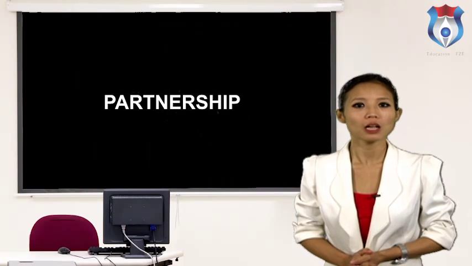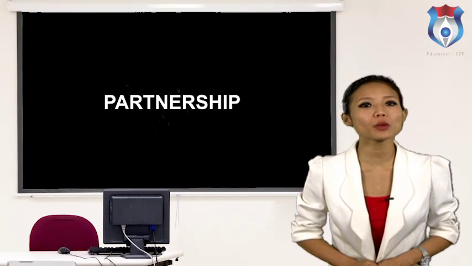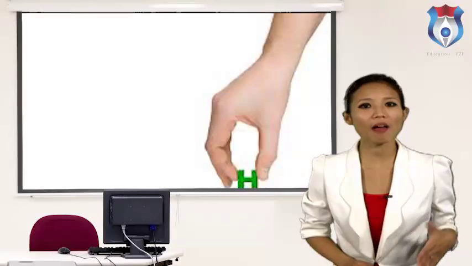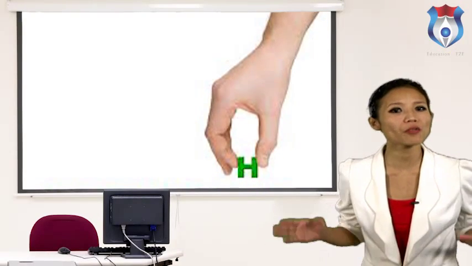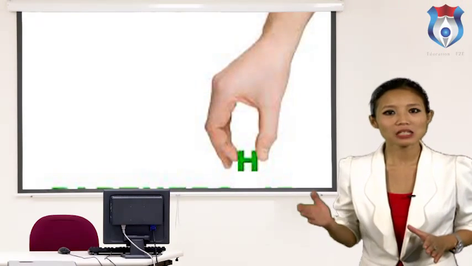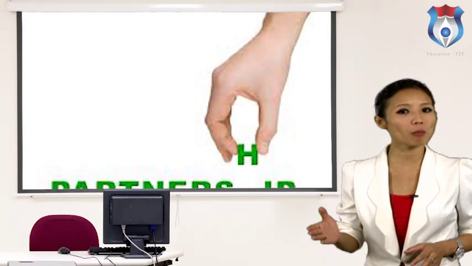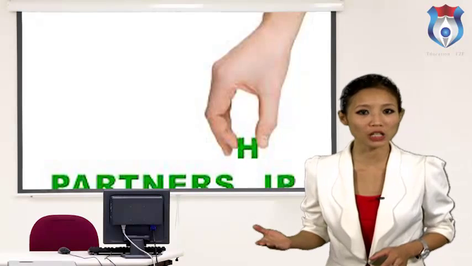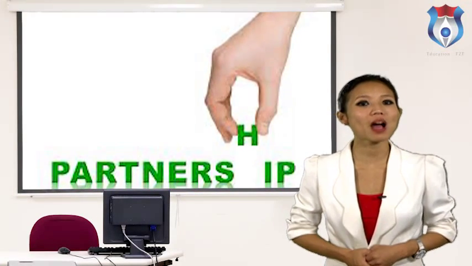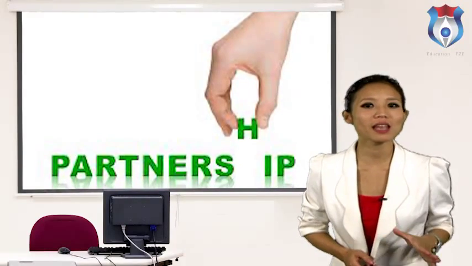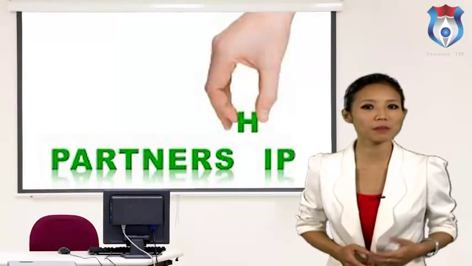Partnership. A partnership is a relation between two or more persons who have agreed to share the profits of a business carried on by all or any of them acting for all. The persons who have entered into the partnership with one another are called individually partners and collectively a firm, and the name under which the business is carried on is called the firm name.